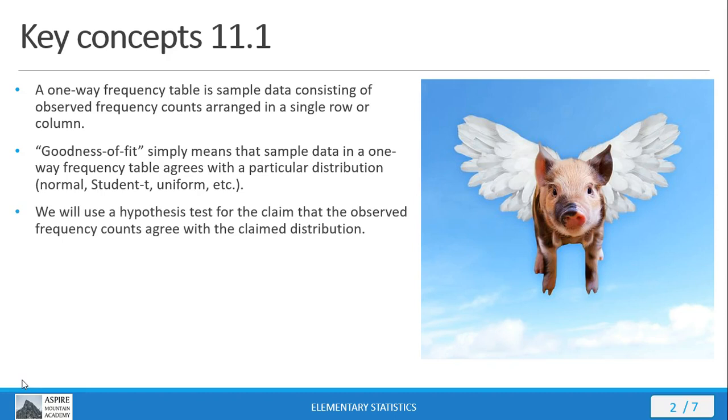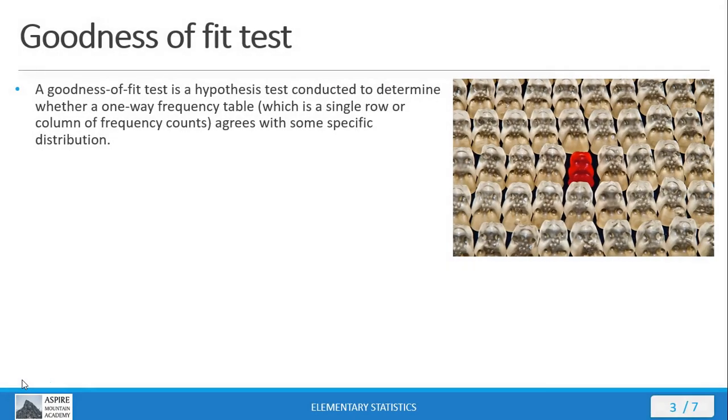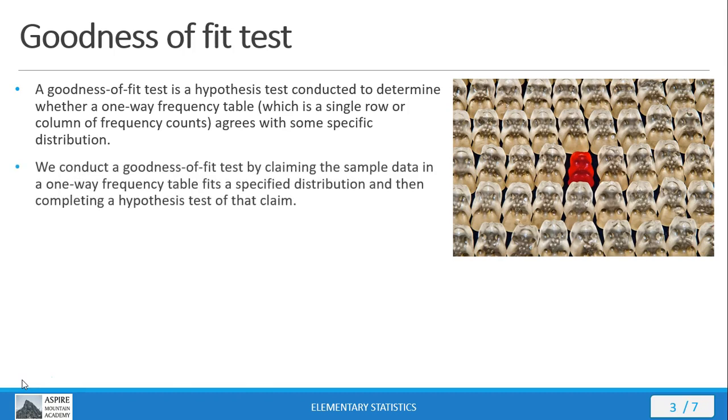We're going to use a hypothesis test for the claim that the observed frequency counts agree with the claim distribution. In other words, we're going to test the claim that the two match up. That's what the goodness of fit test pretty much is: a hypothesis test conducted to determine whether our frequency table agrees with some specific distribution. We conduct the test by claiming the sample data in a one-way frequency table fits a specified distribution, and then we complete our hypothesis test, which is what we're going to describe here.